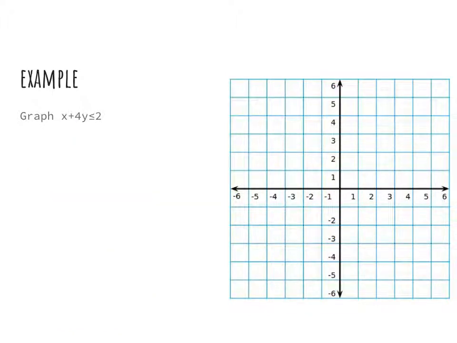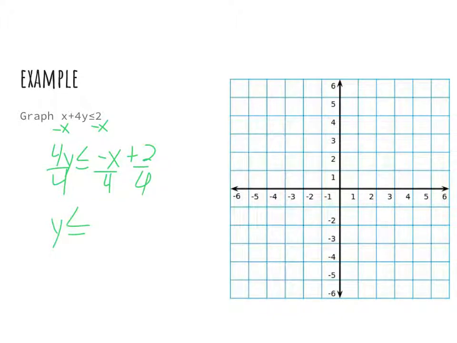X plus 4y is less than or equal to 2. And again, first thing, solve for y. Subtract x from both sides. 4y is less than or equal to negative x plus 2. Divide everything by 4. Y is less than or equal to negative 1/4 x plus a half. Okay. So my y-intercept is a half. I got a negative 1/4 for my slope, so I go down 1 right 4 or up 1 left 4. I can connect them with a line.